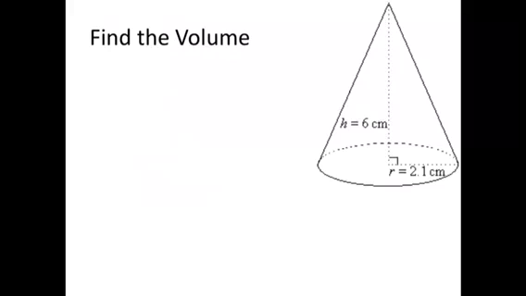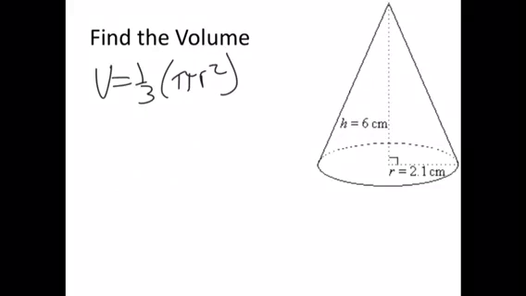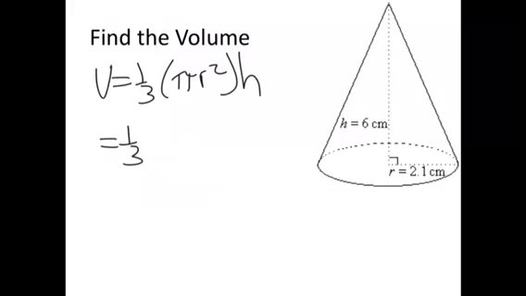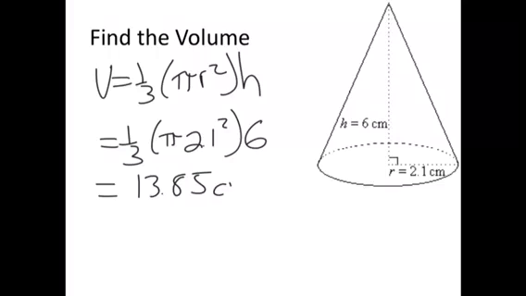Here we have a cone, and the volume for a cone is equal to 1/3 times the area of our base, which in this case is a circle, so pi r squared, times the height of the cone. For our values here, we have 1/3 times pi times 2.1 squared times the height of our cone, which in this case is 6. We calculate all of that, and if we round our answer to 2 decimal places, we get approximately 13.85 centimeters cubed for the volume of that cone.